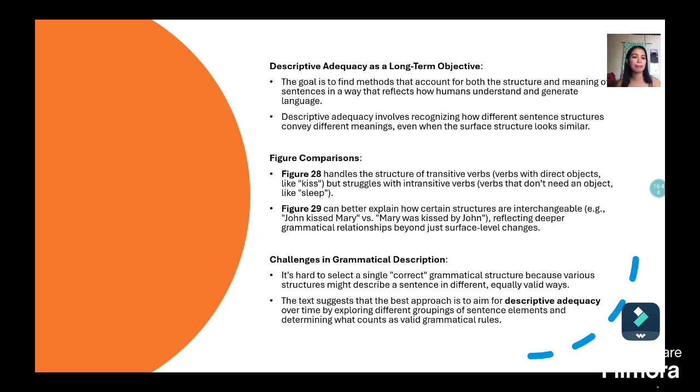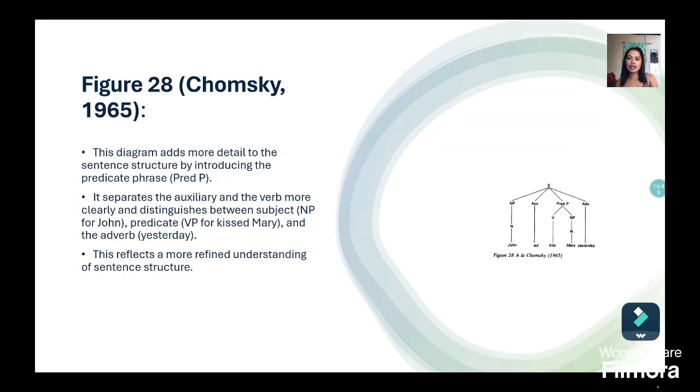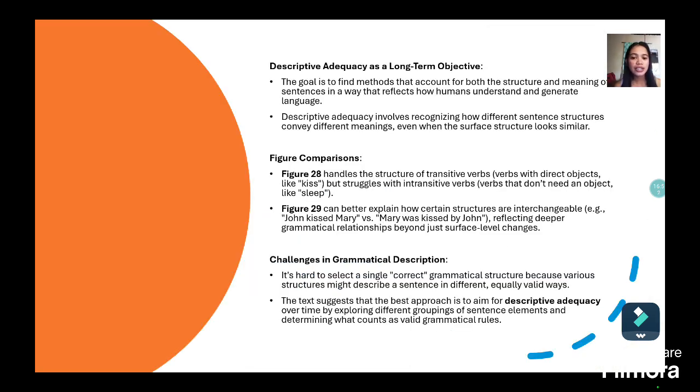So if we're going to compare figure 28 and 29, figure 28 handles the structure of transitive verbs with the direct object like kiss, but struggles with intransitive verbs that don't need an object like sleep. Figure 29 can better explain how certain structures are interchangeable, example John kissed Mary versus Mary was kissed by John, reflecting deeper grammatical relationship beyond just surface level.